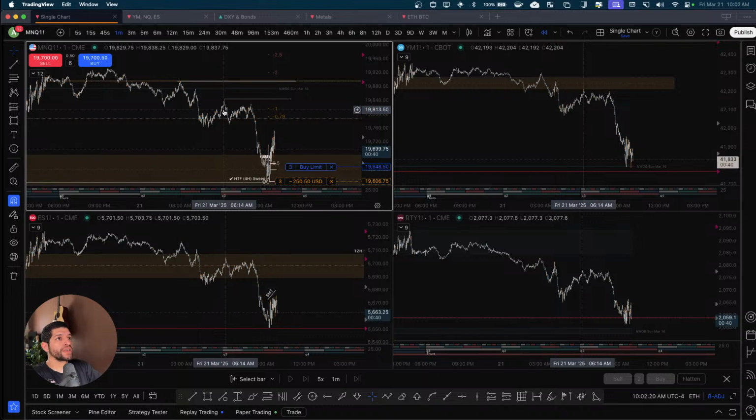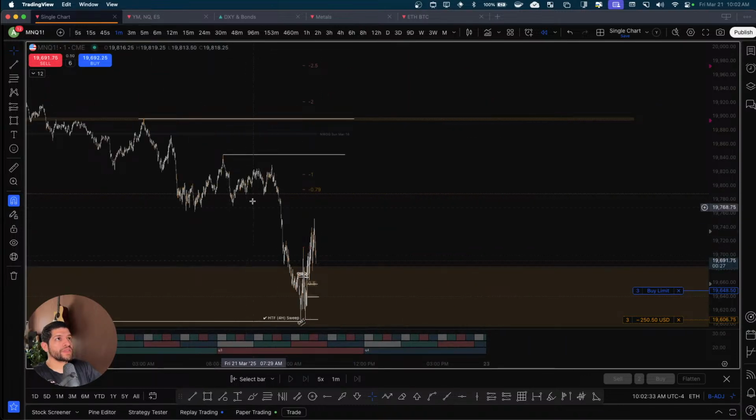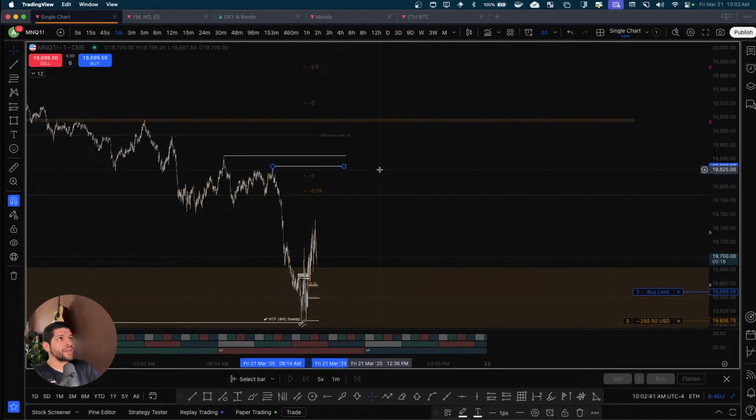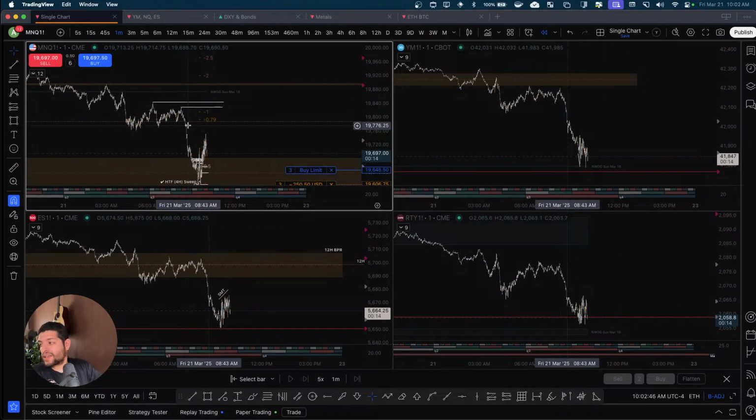No sequential SMT here on session to session. Or is this? Oh, guys, I'm looking at this wrong. My bad. I was looking at dailies. So session to session, let's dismiss that one. Session to session would be this one for a London, right? So if we go, do we have sequential SMT here?